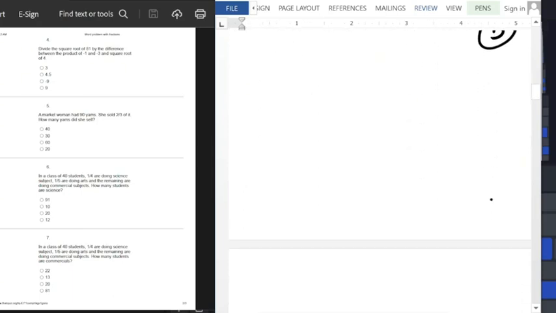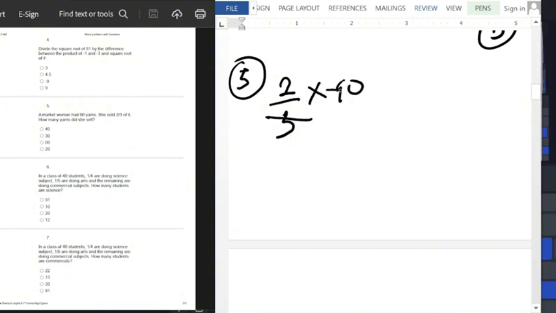And question 5. A market woman had 90 yams. She sold 2 over 3 of it. How many yams did she sell? So she sold 2 over 3 of the 90 yams she has. That's 2 over 3 times 90. That's what it means. 3 here 1, 3 here 30. So that's going to give us 60. So which means that she sold 60 yams. And that is option C.